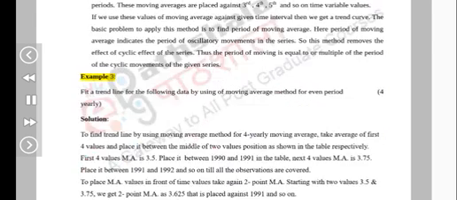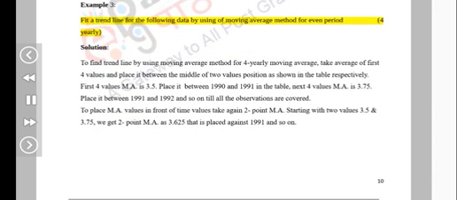Example 3. Fit a trend line for the following data by using the moving average method for even period 4 yearly. Solution. To find the trend line by using the moving average method for 4 yearly moving average, take the average of the first 4 values and place it between the middle of two values positions as shown in the table. First 4 values MA is 3.5. Place it between 1990 and 1991 in the table. Next 4 values MA is 3.75. Place it between 1991 and 1992 and so on till all the observations are covered. To place MA values in front of time values, take again a 2-period MA starting with the two values 3.5 and 3.75. We get 2-period MA as 3.625, which is placed against 1991 and so on.